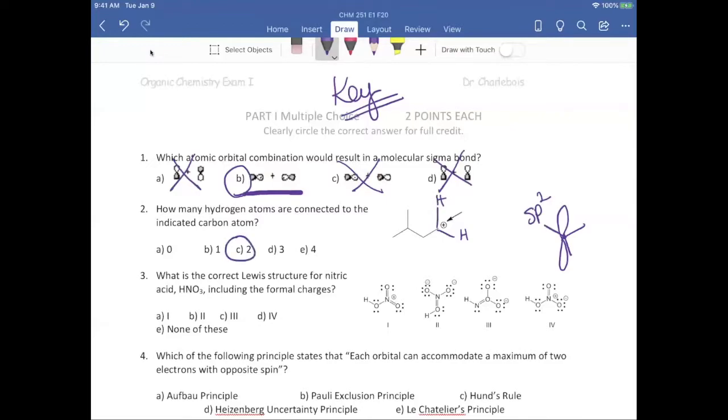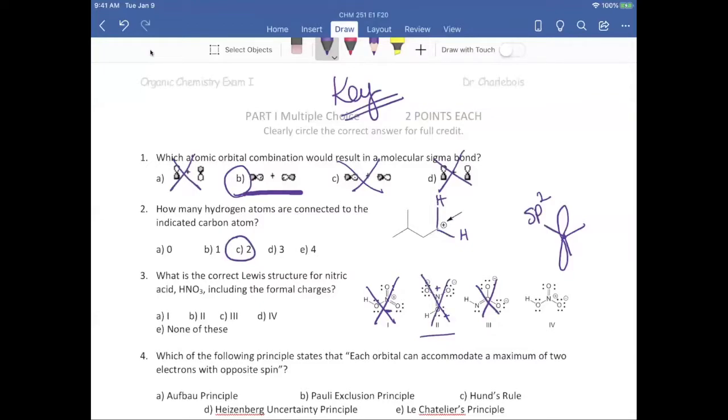The third question, what is the correct Lewis dot structure for nitric acid, HNO3, including formal charges? If we look, we can get rid of this one immediately because nitrogen is going to be in the center of nitric acid. And if we keep moving forward, we see here that this nitrogen has an extended octet, which is not possible. And so we can get rid of number 1. And if we look at the 2 remaining, in this species the nitrogen would be positively charged, and this oxygen would also be positively charged, and that's not indicated. And so this would also not be correct.